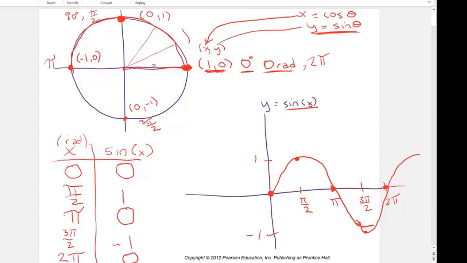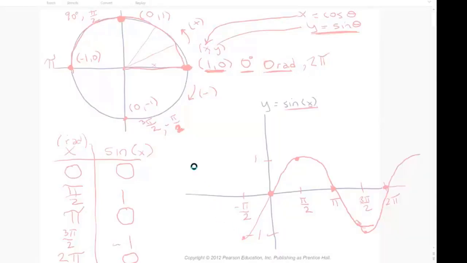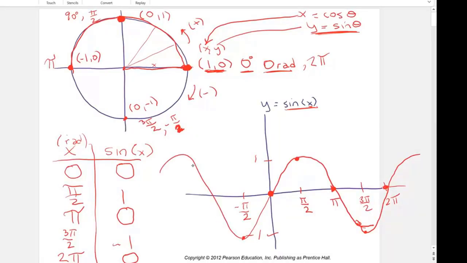And if I go this direction, I'm going positive. And if I go this direction, I'm going negative. So if I want negative pi over 2, that's the same as 3 pi over 2 because I'm going negative half of a pi. So I can say negative pi over 2. Well, the y value is -1. And so I can continue. And the truth is this continues on infinitely in both directions. That's basically how we're using this circle to make a graph of the sine.